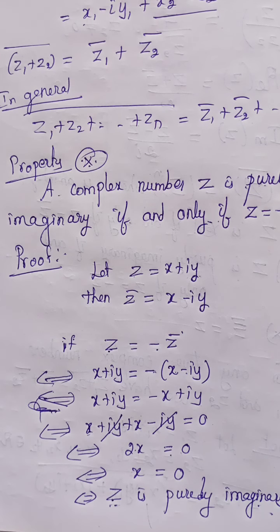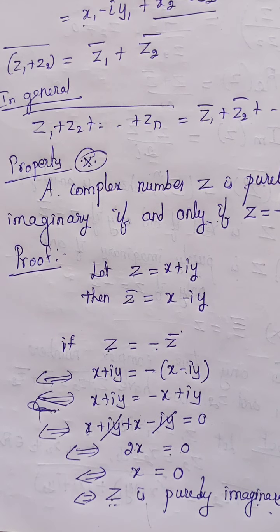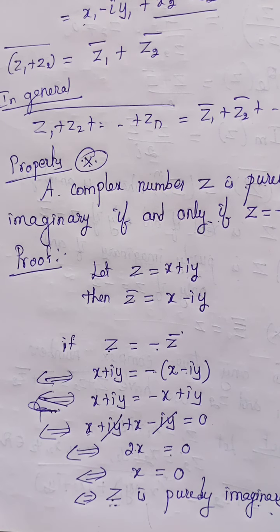In today's class we did exercise 2.3 and we learned a few properties of complex conjugate. For z, the complex conjugate is z bar. Just change the sign of i. This is the new thing we learned, and one homework is given.